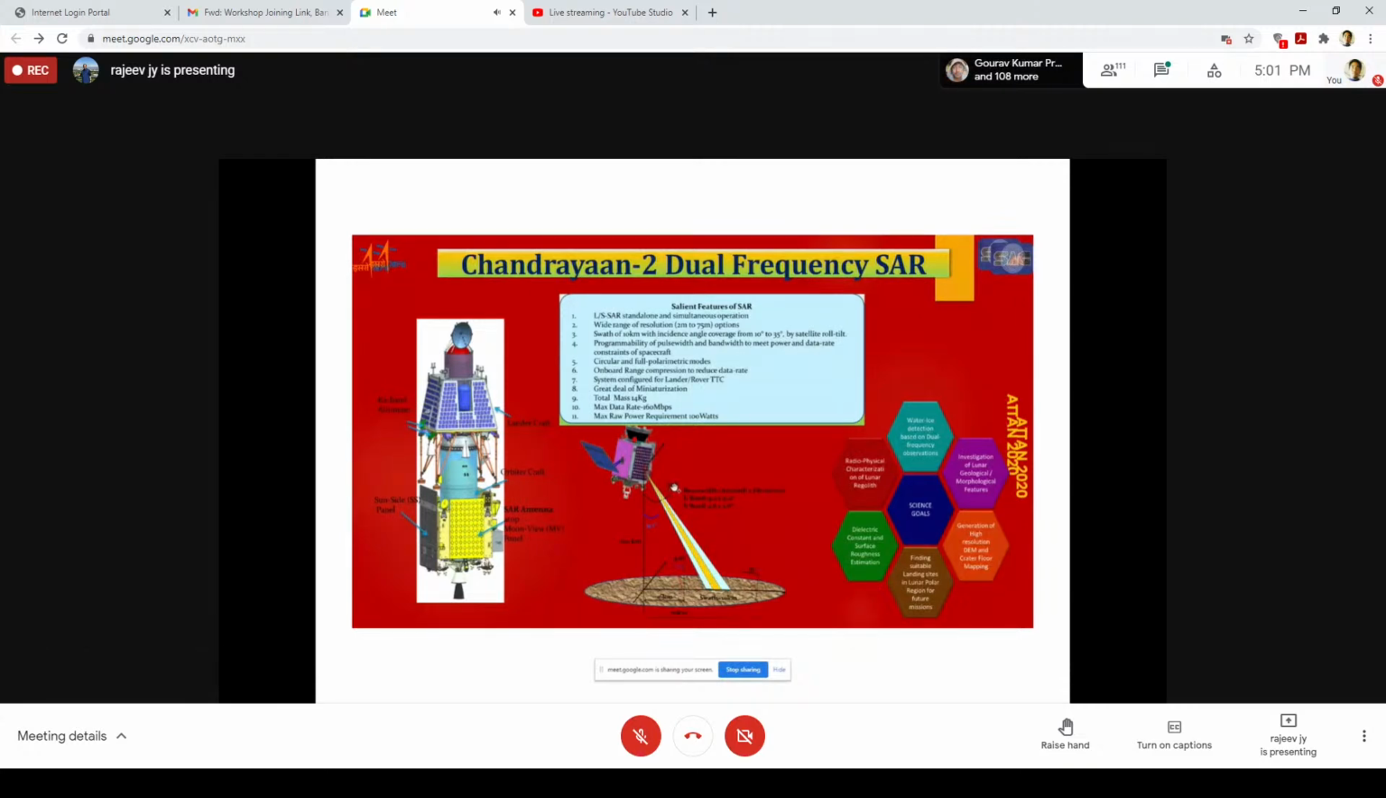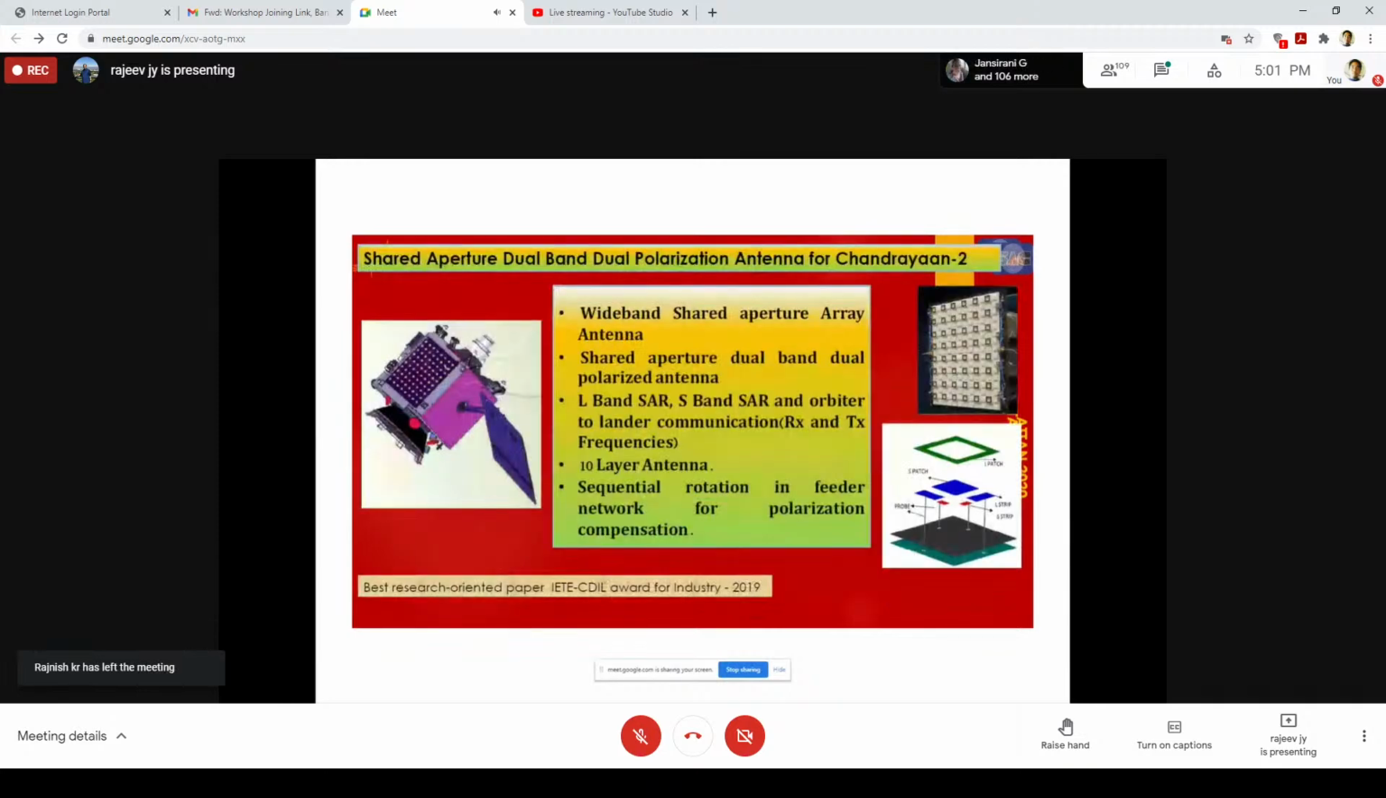Lots of applications were there, and the mass constraint was there. So I will show you. This was the concept where we used a shared aperture, and you're seeing this white color at the aperture. This white thing is nothing but foam. Foam normally we use as packing material. This is a particular RF foam which can be compressed, and we machined it wherever it is not required. So it is very different, where we have L-band SAR, S-band SAR, and lander communication also.